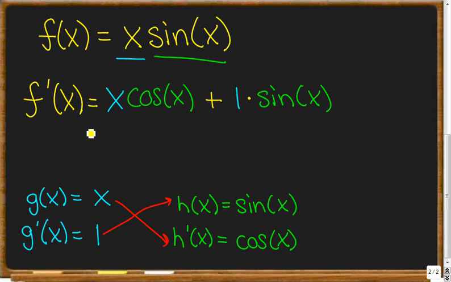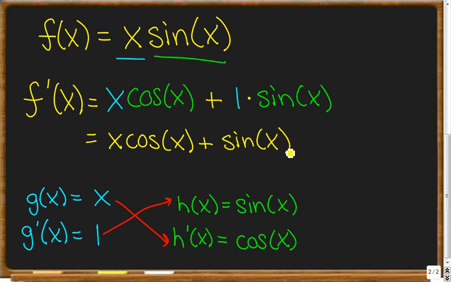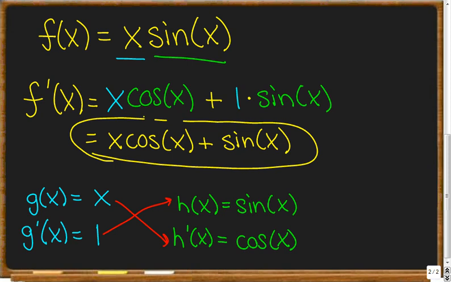The only thing that you want to do after this is just simplify, which this one doesn't have much to simplify because we just have to drop this 1 over here. You just don't want to leave 1 there. It's just kind of silly. It's not necessary. So 1 times sine of x just becomes sine of x. So our derivative here is x cosine x plus sine of x. And that's it. It's done. There's nothing more you can do.